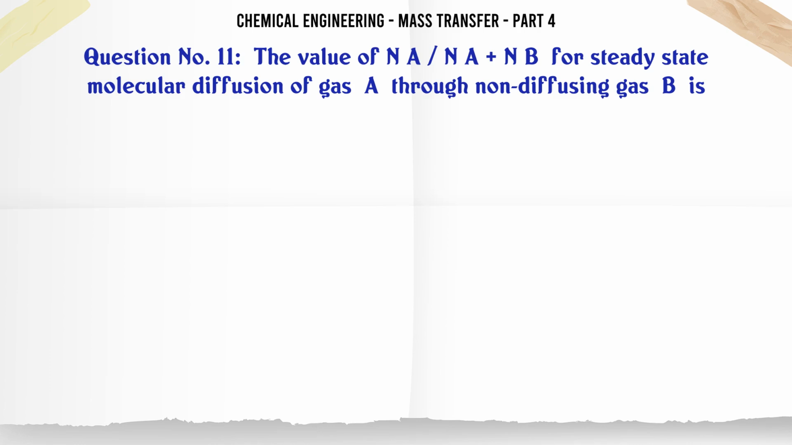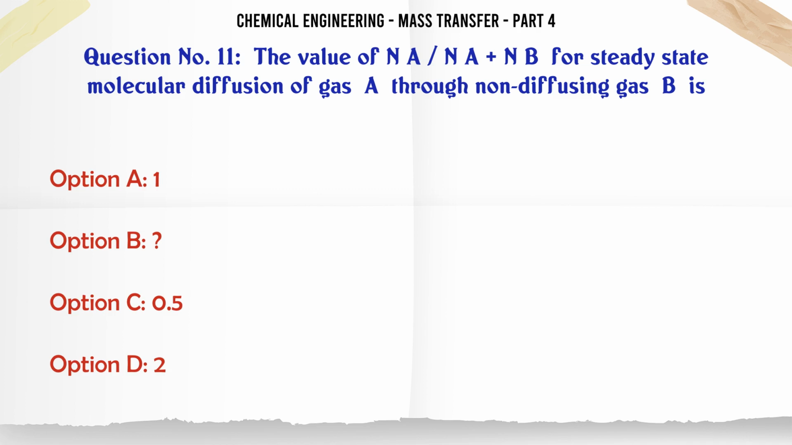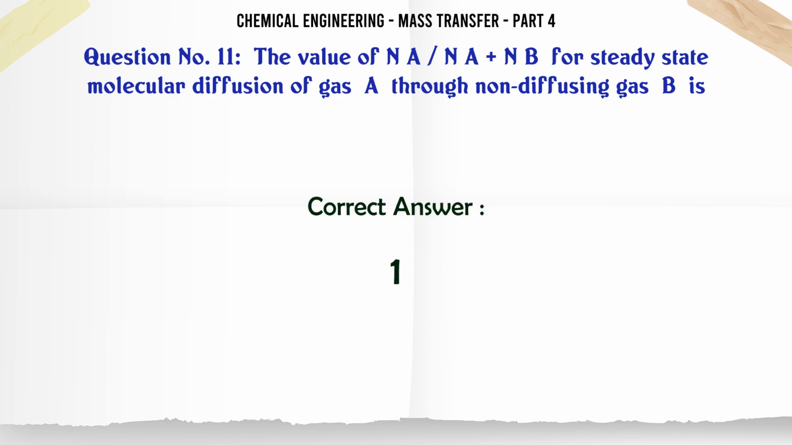The value of NA + NB for steady-state molecular diffusion of gas A through non-diffusing gas B is: A. 1. B. 0. C. 0.5. D. 2. The correct answer is 1.